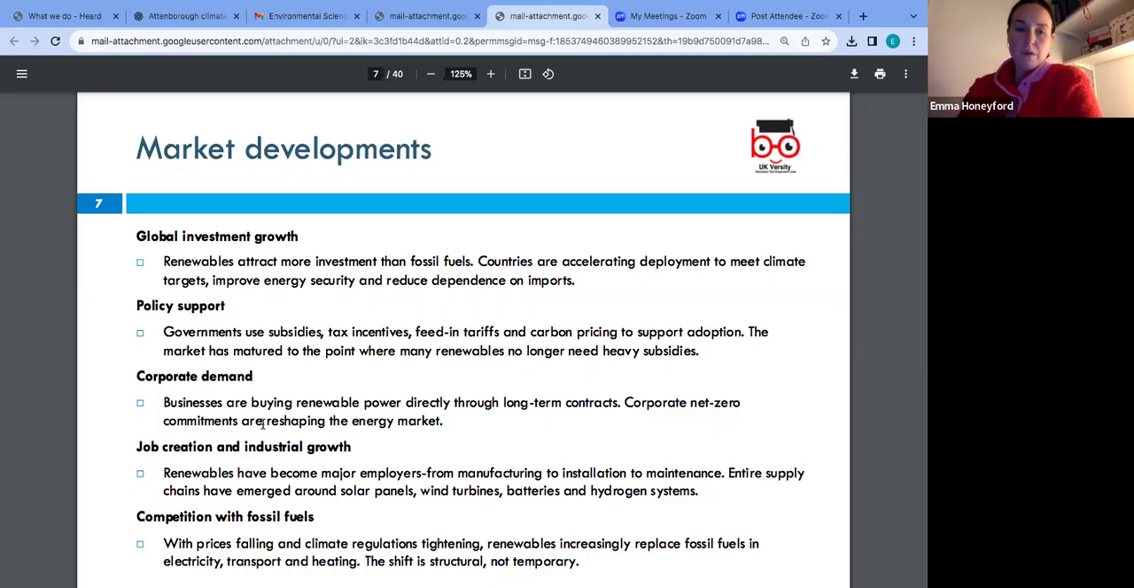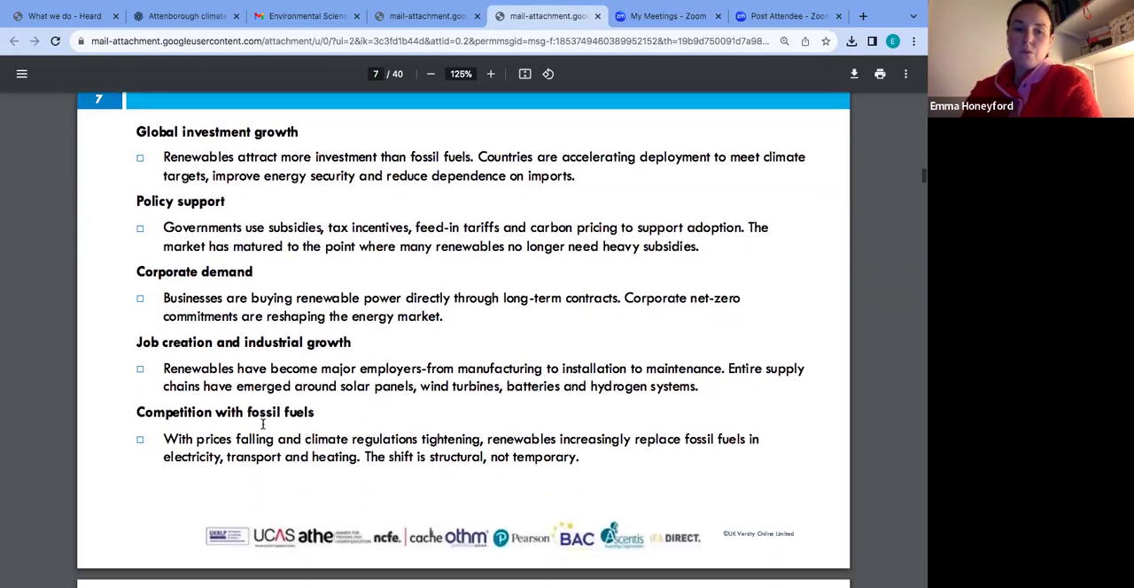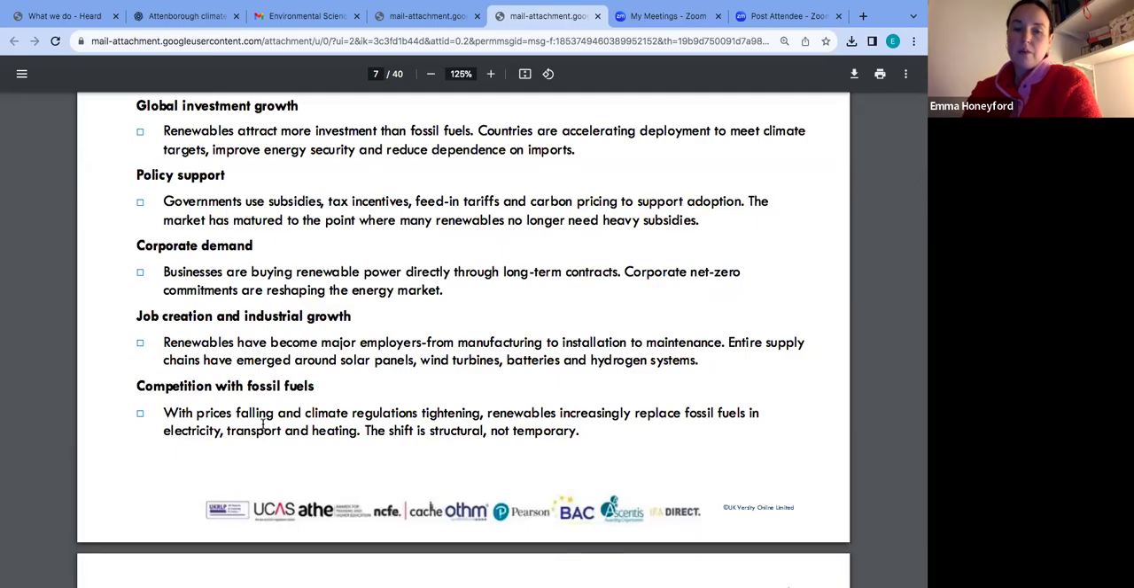Another market development is competition with fossil fuels. With prices falling and climate regulations tightening, renewables increasingly replace fossil fuels in electricity, transport, and heating. Although it has to be said, the shift is structural, not temporary.